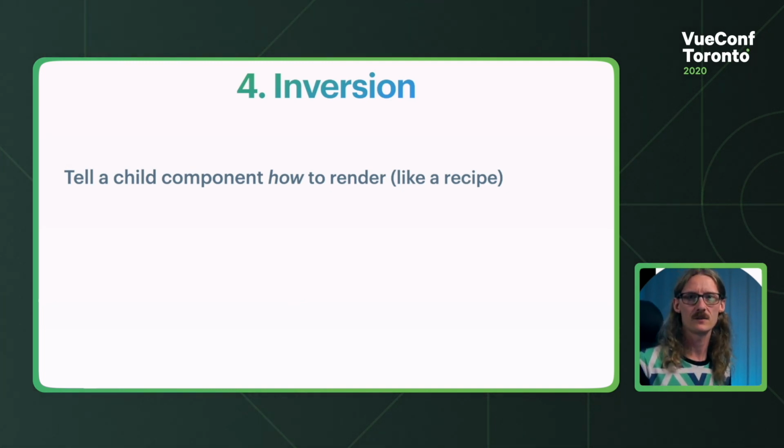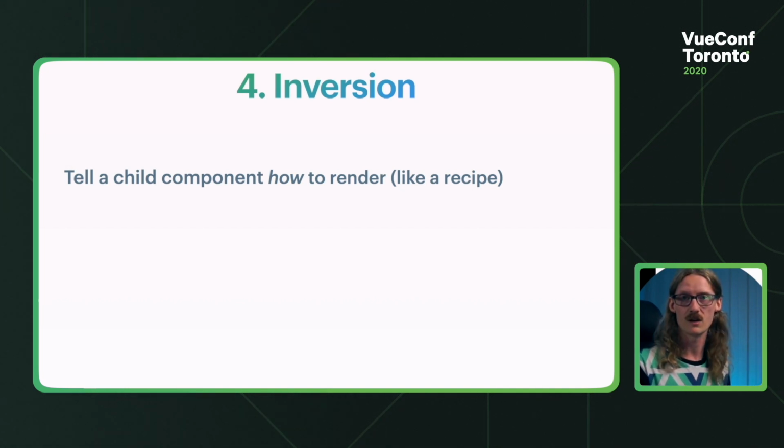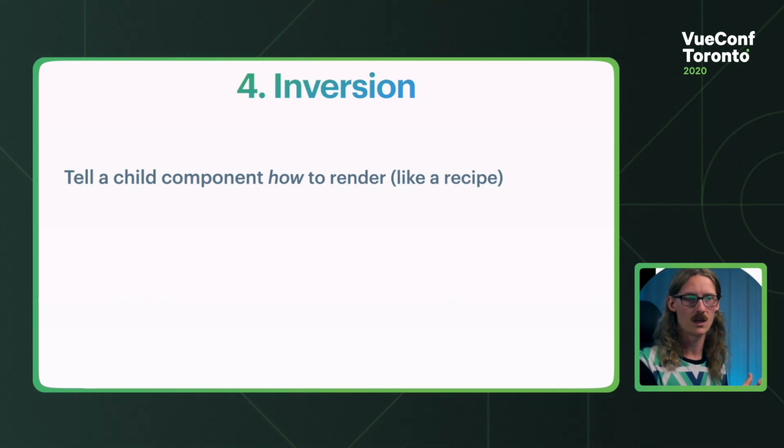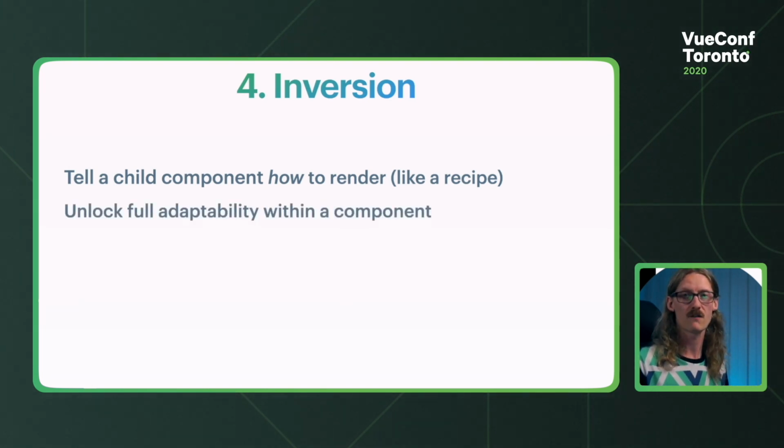So this is like the difference between ordering takeout, where you just get the meal delivered to you, versus looking at a recipe online. When you have the recipe, it's a little bit more work because you have to actually make it, but you can make your own tweaks to it. You can substitute different ingredients if you want. And so inversion gives us more flexibility. It actually unlocks full adaptability within a component. And where adaptability is done using slots, inversion, we typically will use scope slots to let us do this.